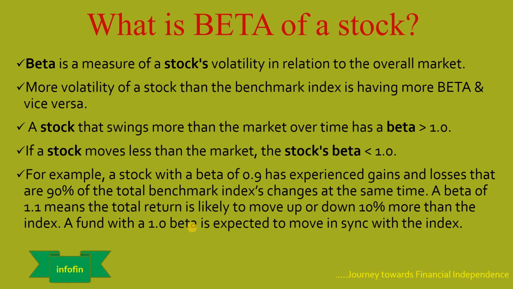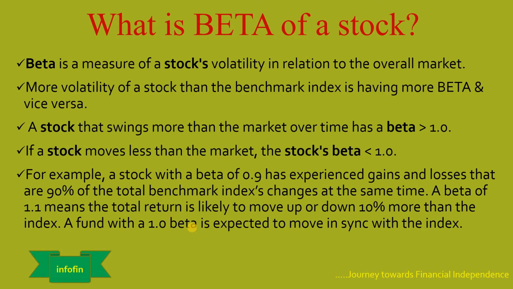Basically, beta is a measure of a stock's volatility in relation to the overall market. A stock with more volatility than the benchmark index has a higher beta, and vice versa. Now if a stock has a beta value more than 1, we term it a high beta stock, and if the beta value of a stock is less than 1, then we term it a low beta stock.